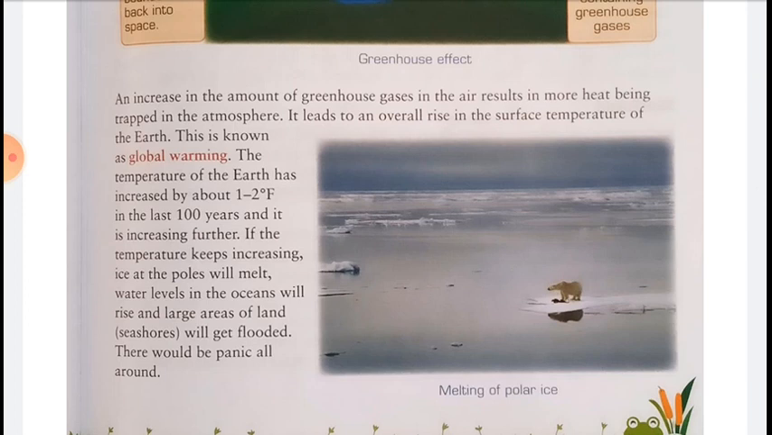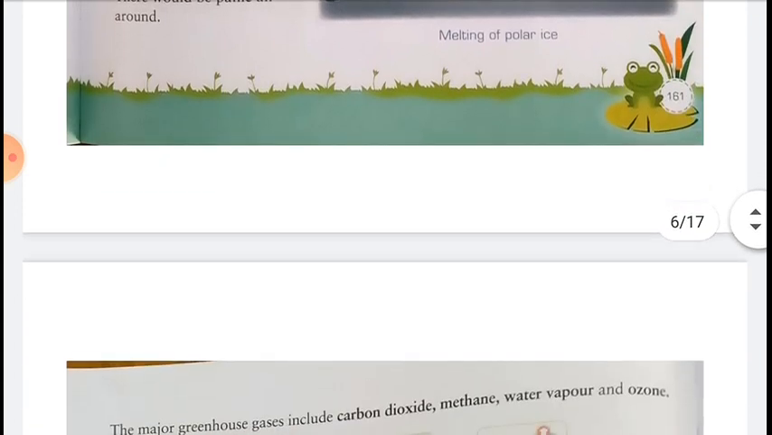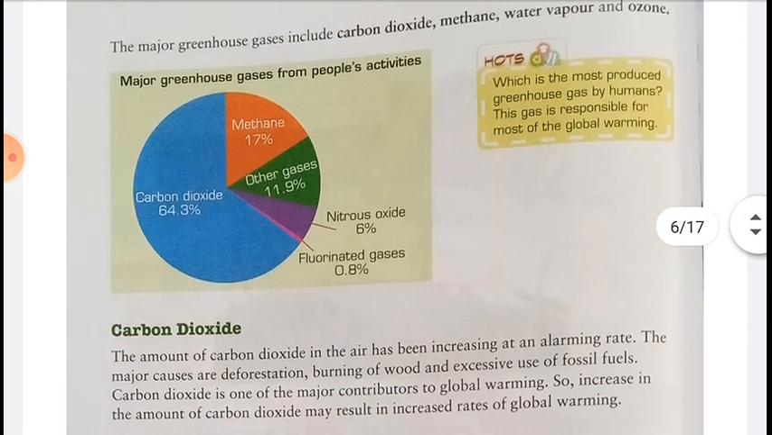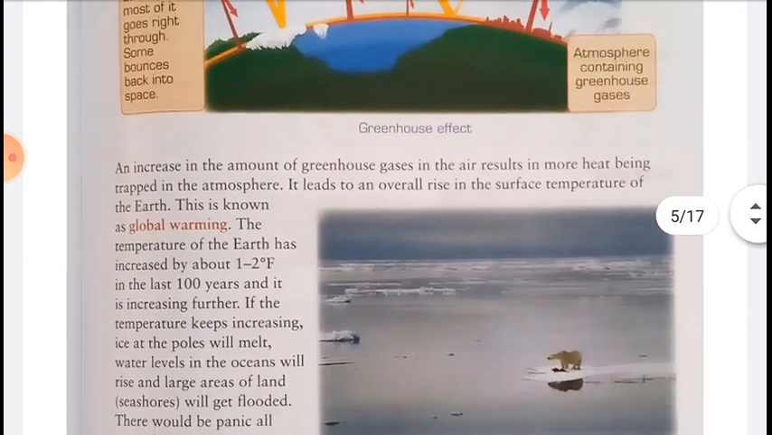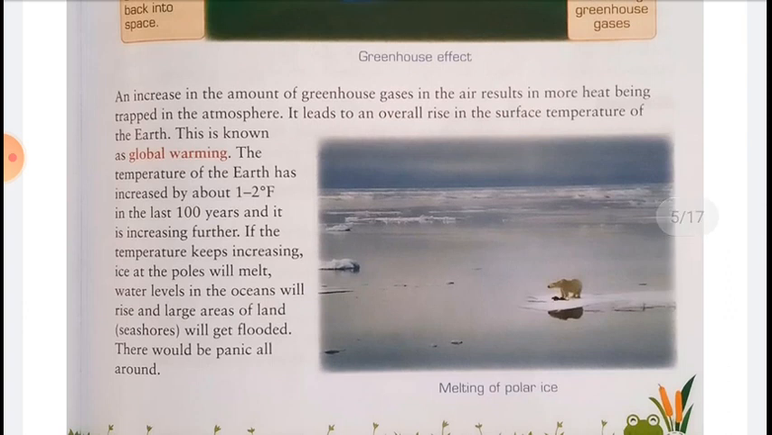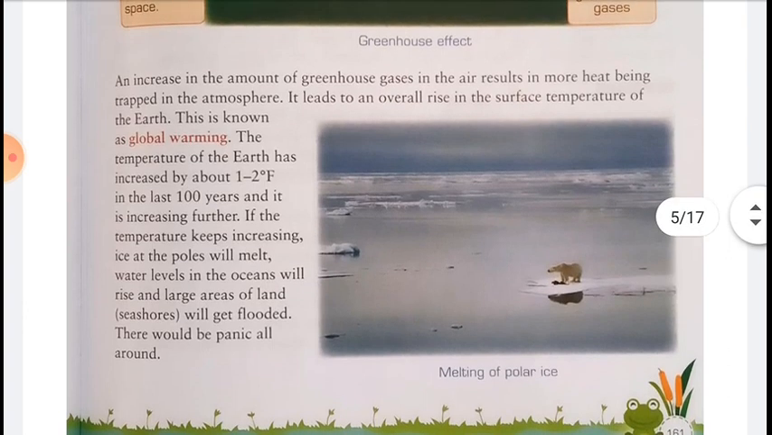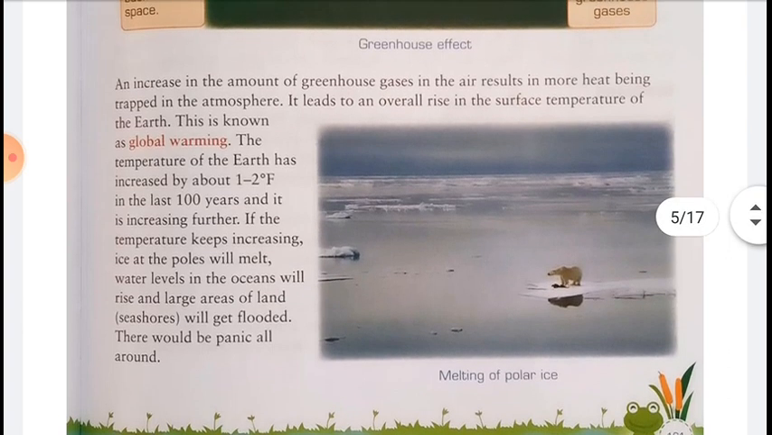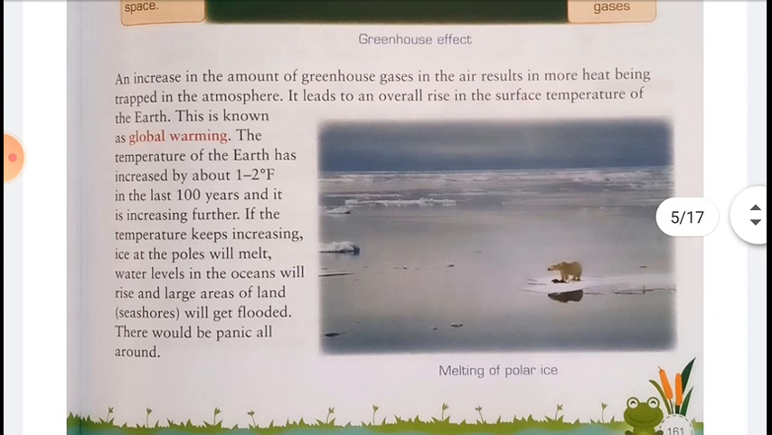There would be panic all around us. So, it is very difficult if the earth becomes hot and the temperature of the earth rises. So, we should stop pollution and the increase of greenhouse gases in the atmosphere.